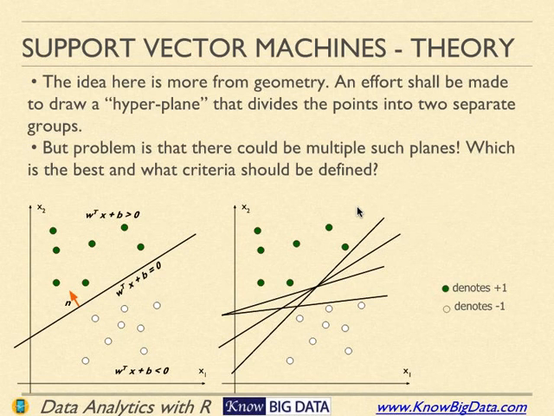You have got these points, and we want to draw a plane such that it divides the points into groups. But the problem is that there could be multiple such planes. There could be this plane, there could be this plane, there could be this plane, there could be another plane. All right. So we want to divide this. So how should we define the best criteria?